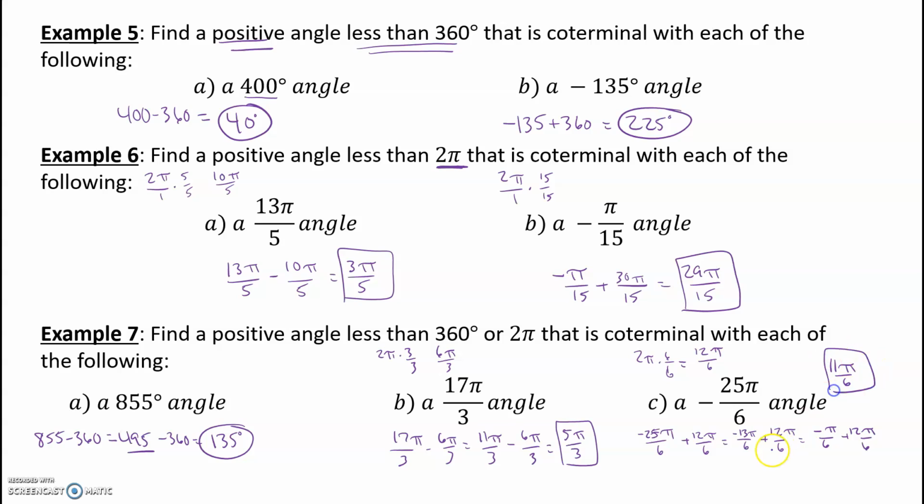So that time we had to add it a couple times, right? We added 12 pi over 6, or we added 2 pi, wasn't good enough. Added another 2 pi, still wasn't good enough. Added a third 2 pi, and then we were good. All right, I'm going to pick up for part 2 on the next one.